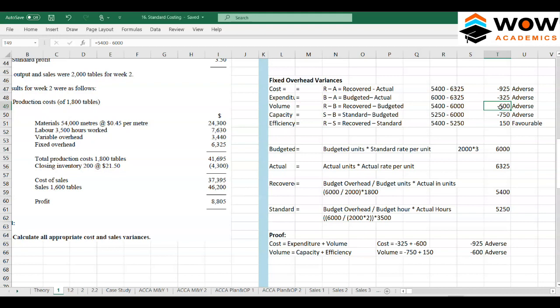So that's about the concept here. We have worked out almost all the variances. The only difference is we have worked out in terms of absorption costing. For marginal costing, it differs. So marginal costing we will see in the next problem.